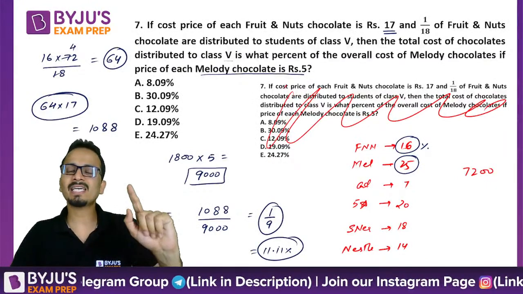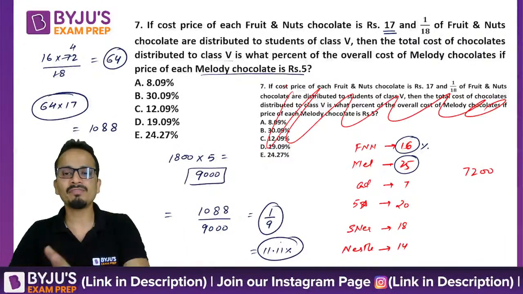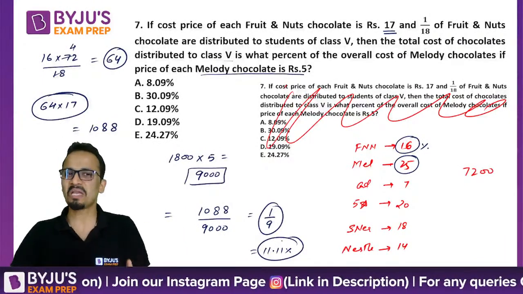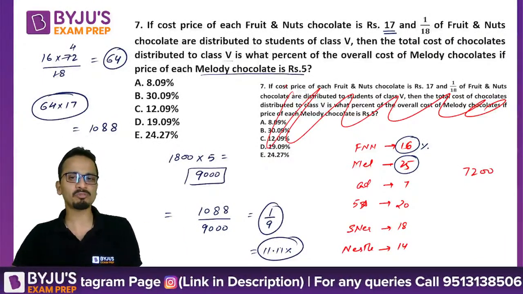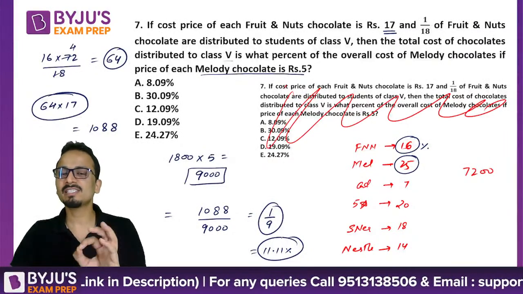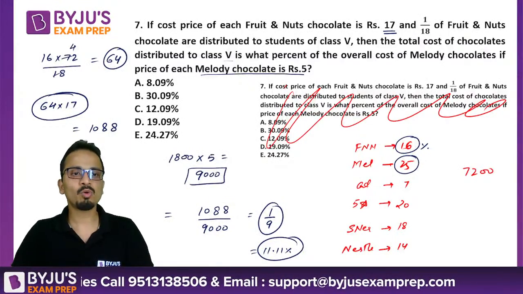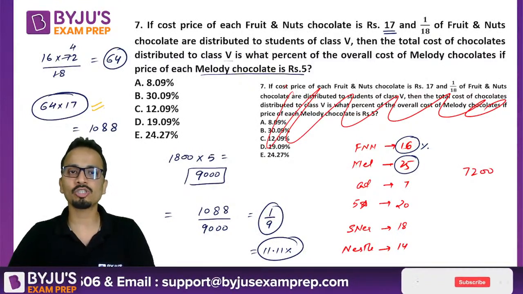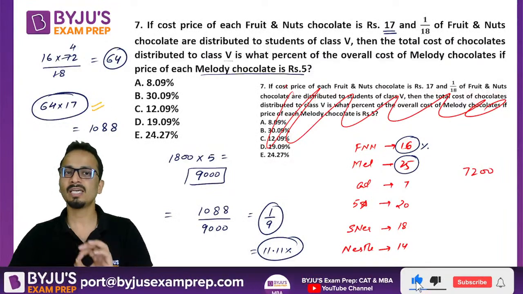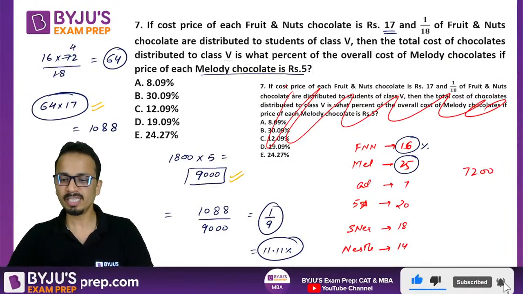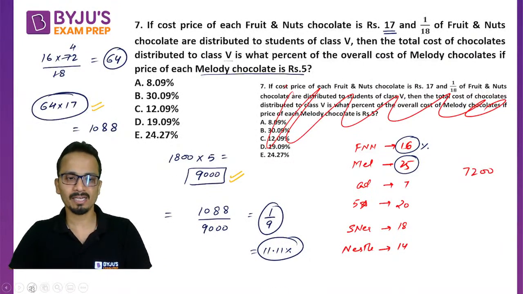So I can say that the correct answer should be slightly above 11.11 percentage. And we have only one option which is satisfying this criteria. I'll repeat once again. Now it was very easy to calculate the cost of fruit and nut and the cost of Melody. These two numbers can be easily calculated.